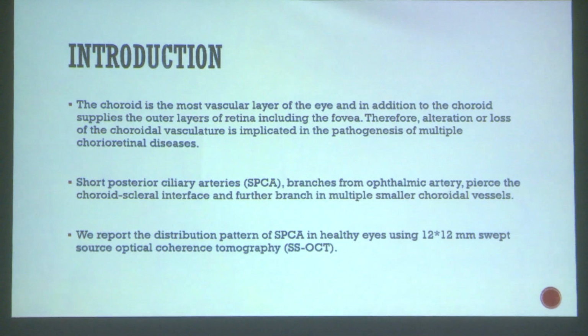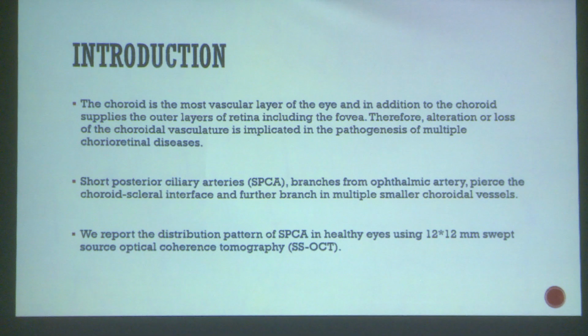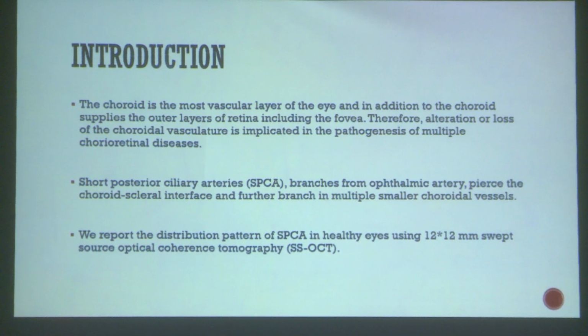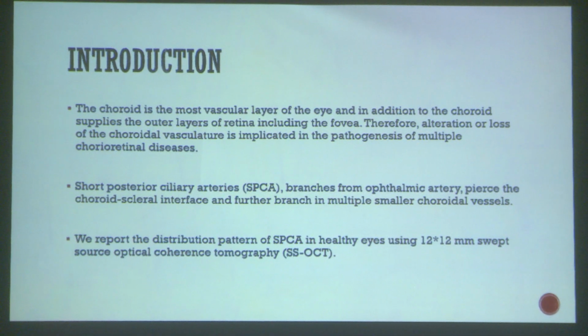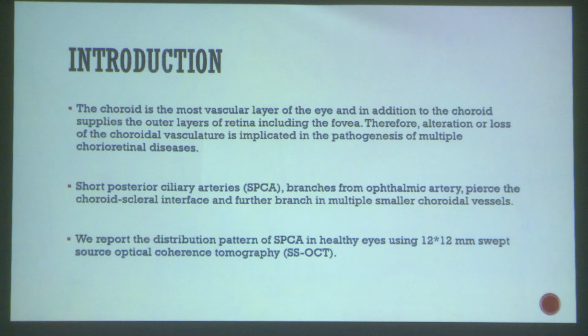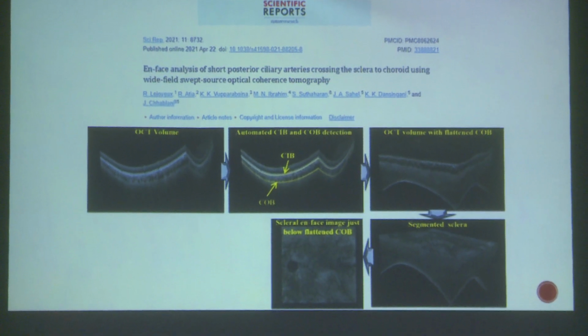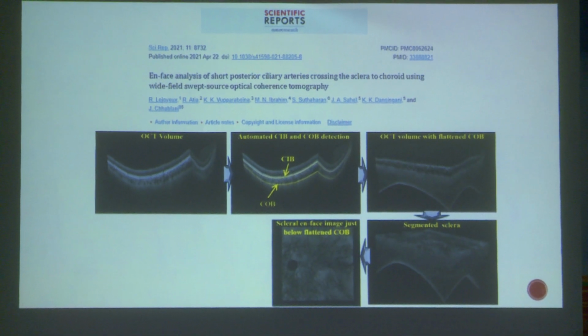SPCA are branches from the ophthalmic artery. They pierce the choroid at the choroidoscleral interface, and they further branch into multiple smaller choroidal vessels. In this paper, we report the distribution pattern of SPCA in healthy eyes using SS-OCT scans. So this is just a snapshot of our previous work in which we reported and validated the algorithm which is used in the current paper.